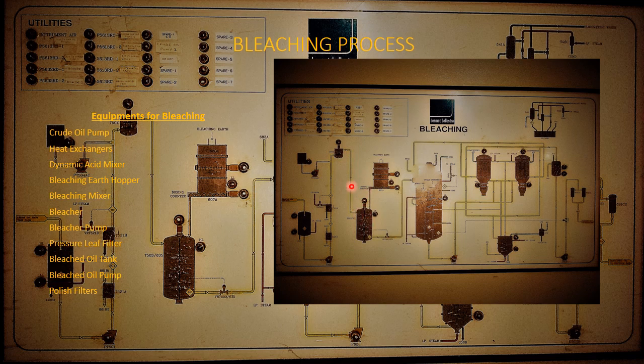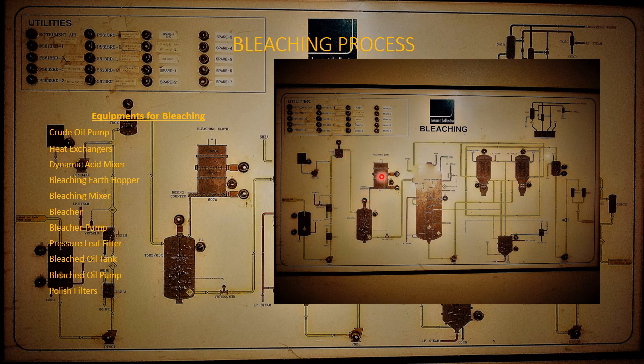What happens at the dynamic acid mixer? This is where the phosphoric acid that is used for degumming is added. Phosphoric acid is added here, or is dosed. We call it dosing in edible oil production. Then from here the oil moves into the bleaching mixer.